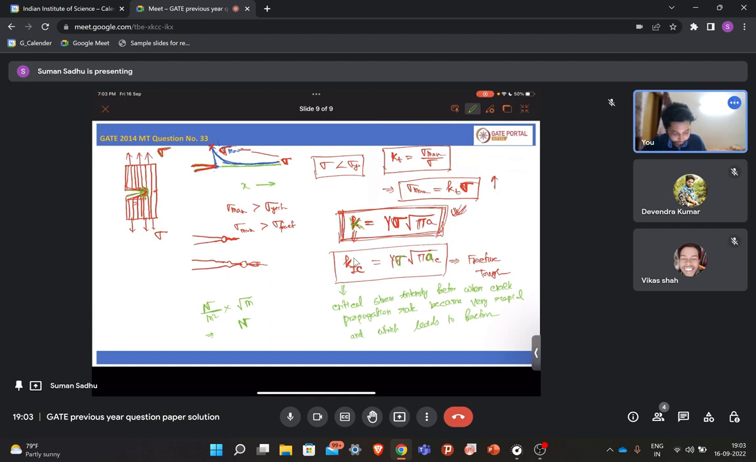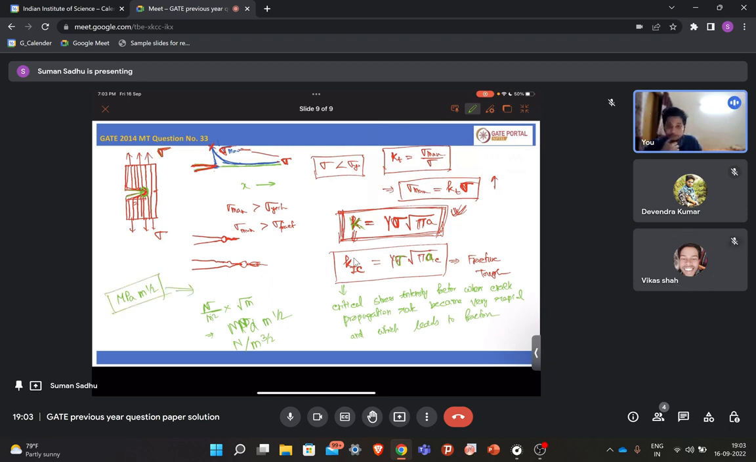You can write in terms of Pascal, or in megapascal into meter to the power half, or you can write Newton per meter to the power 3 by 2. Generally it is written in this term, megapascal into meter to the power half.